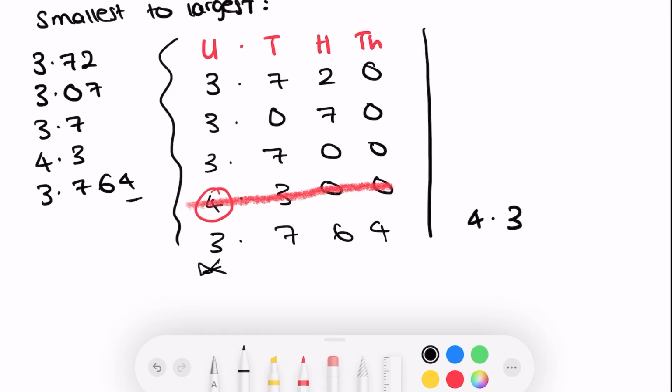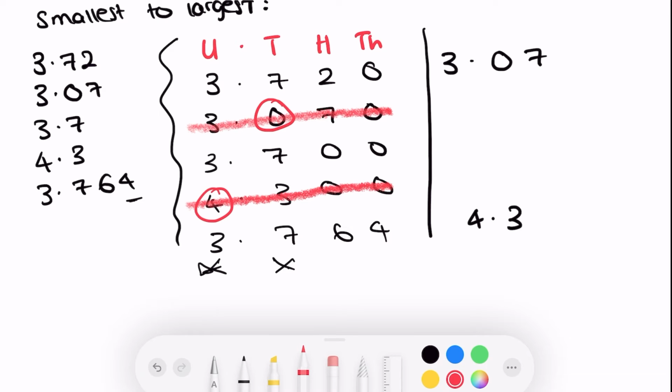I can now move on to my tenths column. Now we have 3 that are 7. This doesn't really help, but we do have one that is 0. And that helps us identify the smallest number, 3.07. Then we're finished with this column.